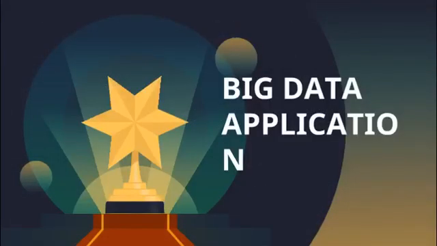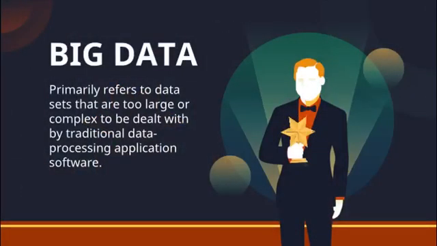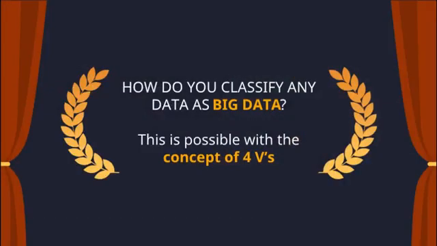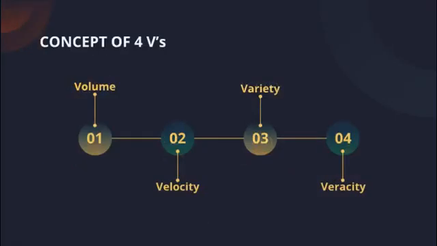Big data application. What is big data? Big data primarily refers to data sets that are too large or complex to be dealt with by traditional data processing application software. How do we classify any data as big data? This is possible with the concept of 4 V's. The concept of 4 V's consists of volume, velocity, variety, and veracity.